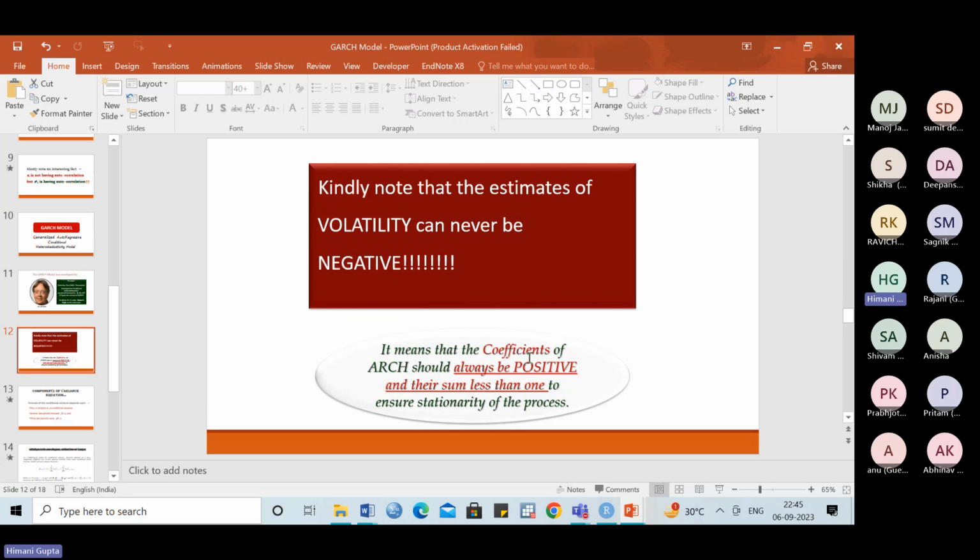So it means the coefficients of ARCH should always be positive, always. And whenever we add the ARCH and GARCH terms, the sum should be less than 1. If it is less than 1, then we can ensure that stationarity is there.